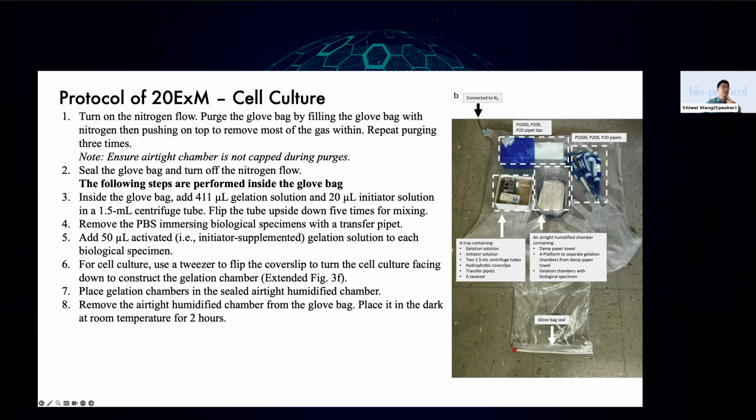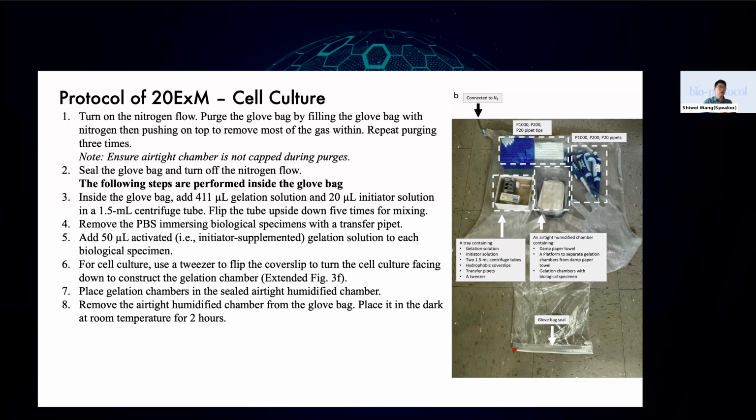And then you can mix 411 microliters of generation solution with 20 microliters of initiator solution in an empty centrifuge tube. And I would just flip the tube upside down 5 times to fully mix the solution. And then you use the transfer pipette to remove the PBS from the cell culture and add 50 microliters or more, depending on the well size.